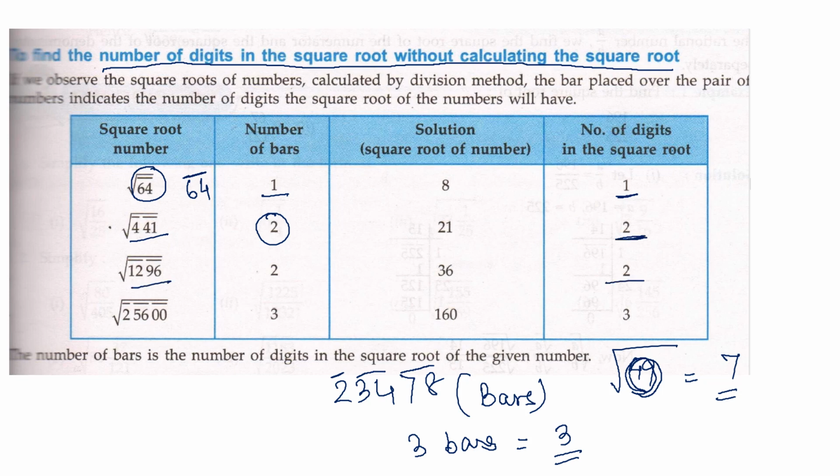So 2 digits. They are not asking what the square root is. They are asking how many digits are there in the square root. Okay, you only have to tell the number. Is it clear? So you start putting them in the bars. As many bars, that many digits are the answer.